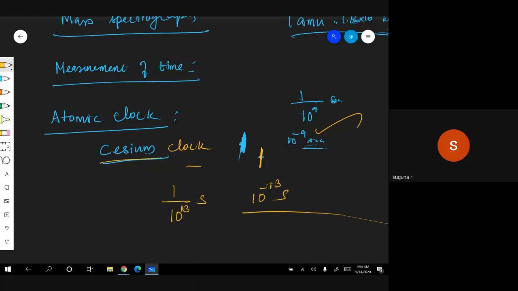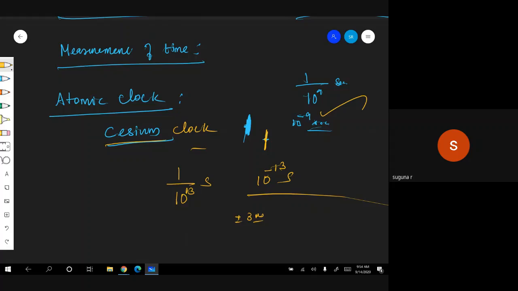Which means it is very accurate. It won't change at all with respect to the rotation of the earth. It won't affect it that much. If at all there is any change, it is 3 microseconds or less in 1 year, maybe plus or minus 3 microseconds. Just imagine, microseconds in 1 year, if at all there is some variation. That much accuracy it has.